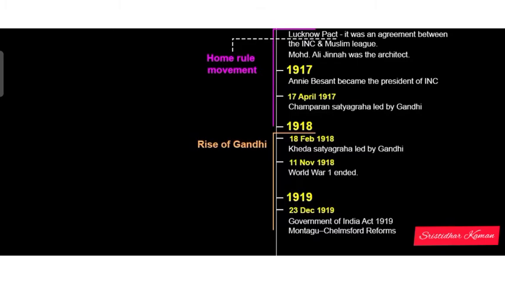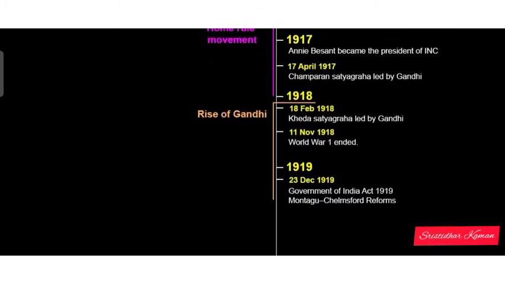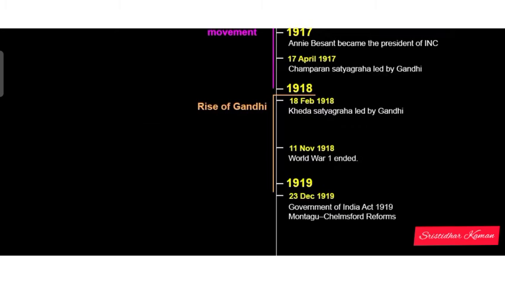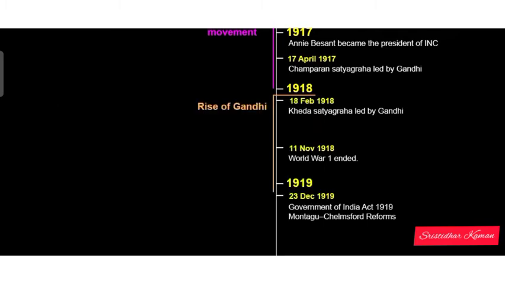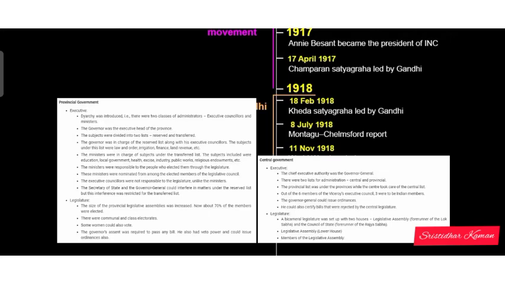World War I ended in November 1918. The Montagu-Chelmsford Reforms was a report made by Edwin Montagu, the then Secretary of State for India, and Lord Chelmsford, who was India's Viceroy at that time. Now this report was published on 8th July 1918. This report became the basis for the Government of India Act 1919, which was passed on 23rd December 1919. If you look at this act, the British basically separated the central and provincial subjects. However, the structure of government continued to be centralized and unitary.